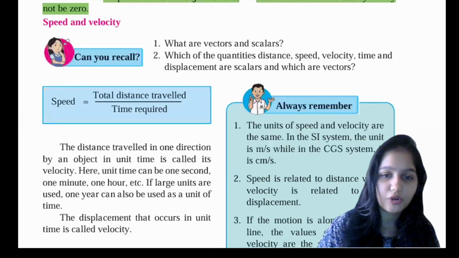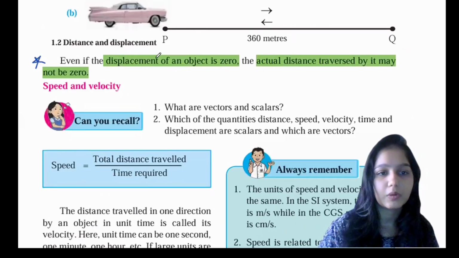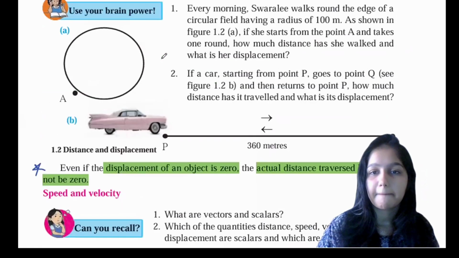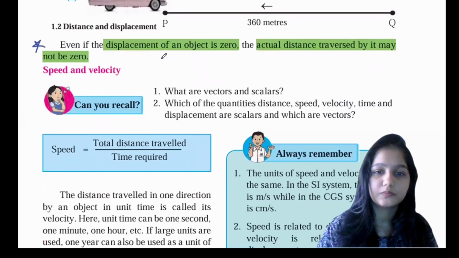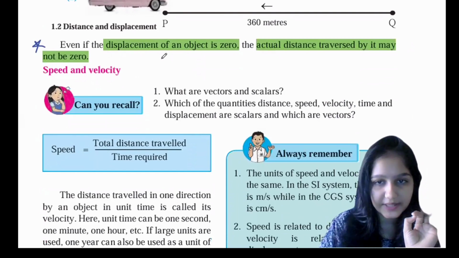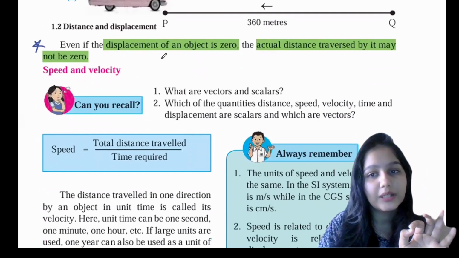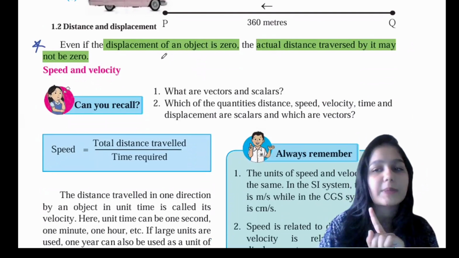So make sure you underline this. This is very important again. Displacement of an object can be zero, but the actual distance transferred by it may not be zero.